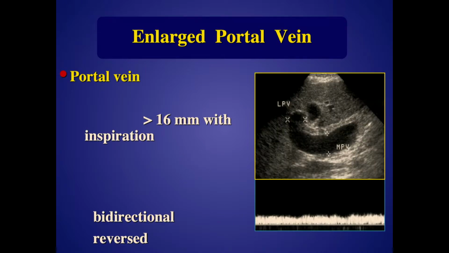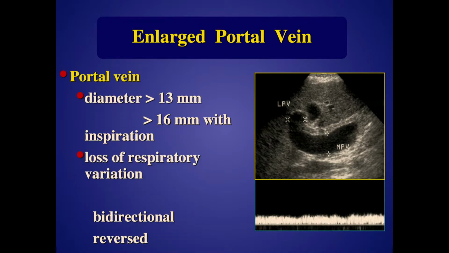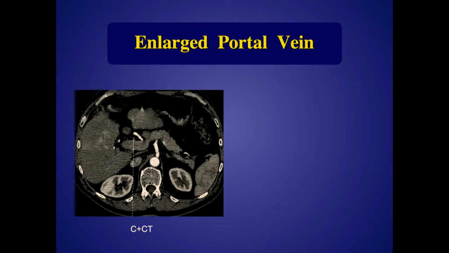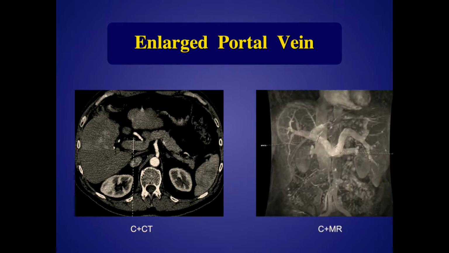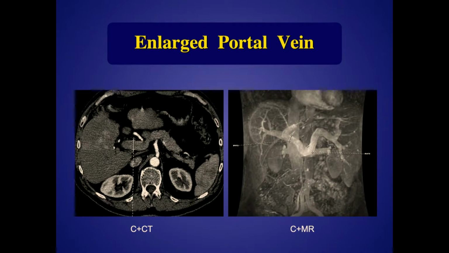Portal vein, again, we said that normal size is less than 1.5 centimeters. If it's greater than 1.5, we say it's enlarged. Other things to look for is the direction of flow and the phasicity. Loss of respiratory variation, again, speaks to obstruction. It speaks to portal hypertension. And the velocity tends to decrease when there is portal hypertension. Here's an example on contrast-enhanced CT of an enlargement of the portal vein. And here it is on the coronal contrast-enhanced MR. Again, both of these, the measurement is greater than 1.5 centimeters.